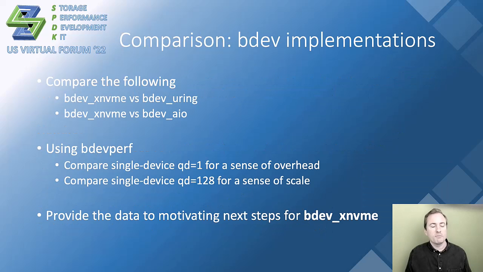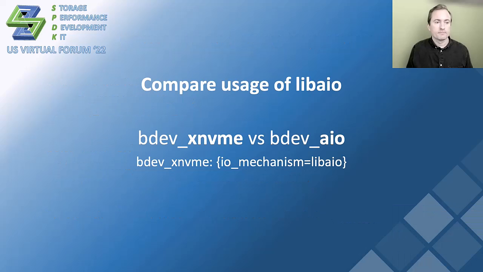Now comparing the BDEV implementations, well, we'll be looking at BDEV xNVMe versus uring and BDEV xNVMe versus AIO, and trying to get a sense of the overhead at QD 1 as well as how it scales at QD 128. Now the reason for doing this and providing these numbers is to show you where we are at now and what we would like to improve.